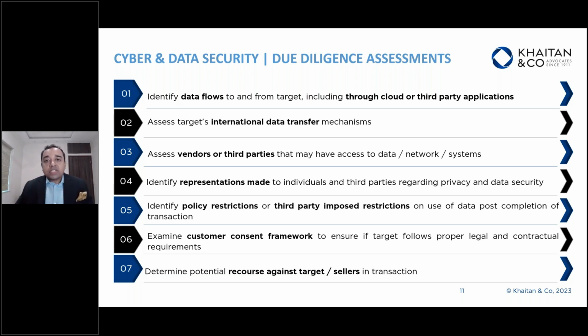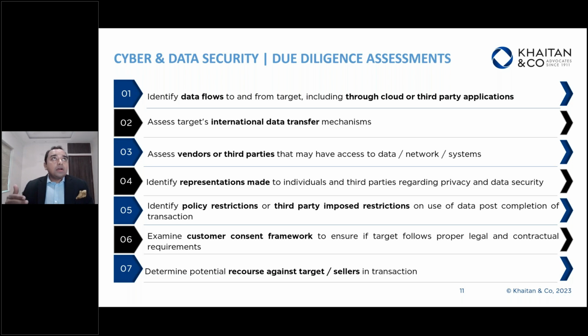Next is, I talked about it, international data transfer. There could be additional requirements, say standard contractual clauses or BCRs and things like those. But when you have international data transfer, ensure that you have those specialists on board who understand international or cross-border data transfer. Next is assess the vendors and third parties who might have access.